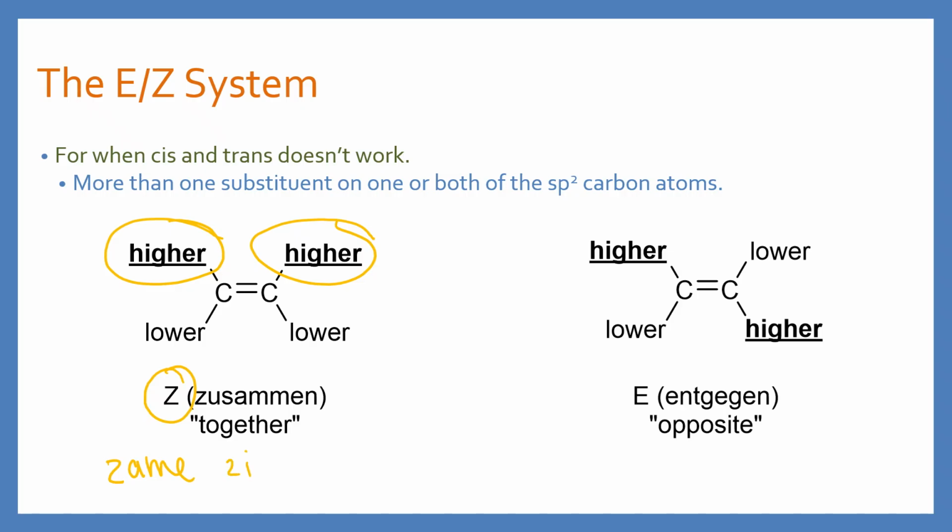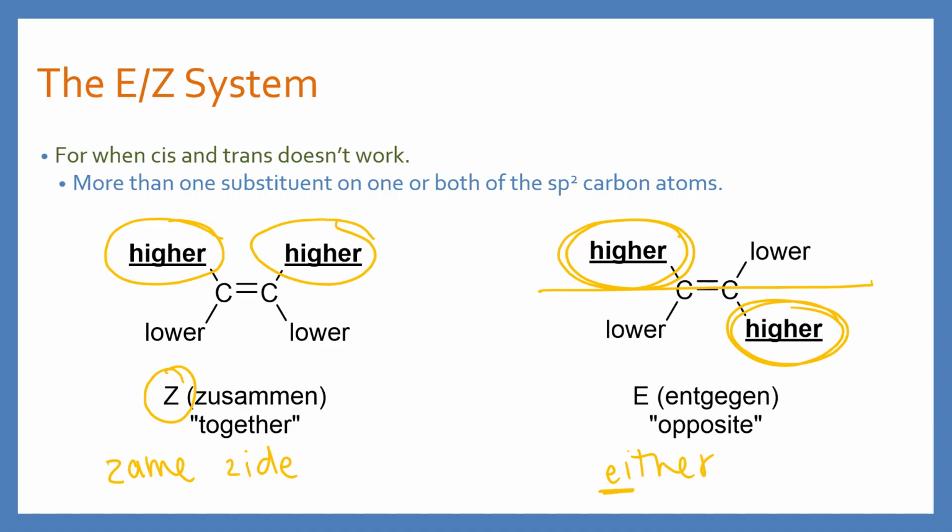He would say that the substituents were on the same side of the alkene. And then if you find that your high priority items are on either side of the alkene, then we call it E, which stands for entgegen, which means opposite. And again, I already said the joke out loud, but either side is going to get the determination E.